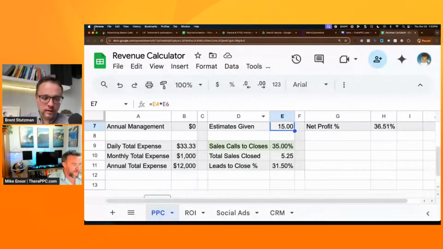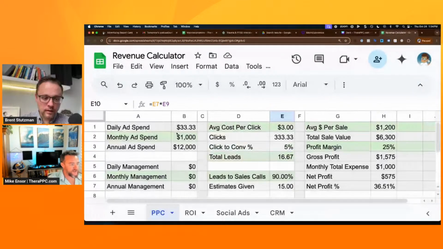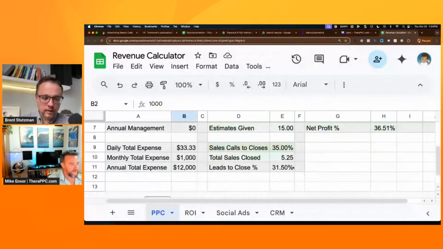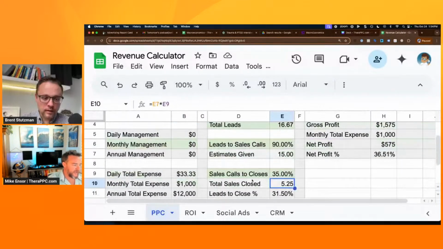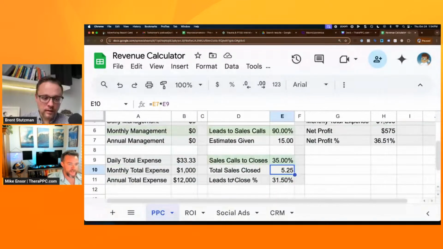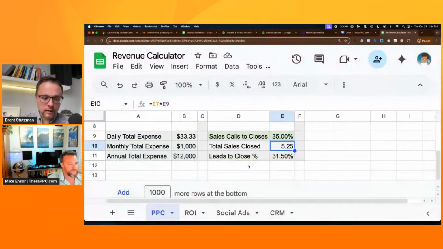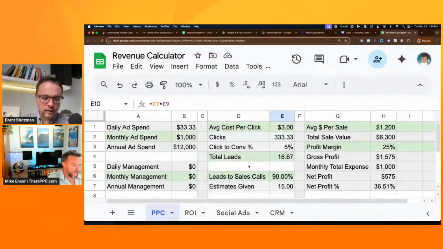From there, if you are cash, like you had said in the example, Brent, you're closing at 35%, 5 new clients from that $1,000. So your cost per client for your acquisition is about $200 to get that new client in your practice. So that's the beautiful thing about this. Now the next thing is, okay, well, how much value is that to me?